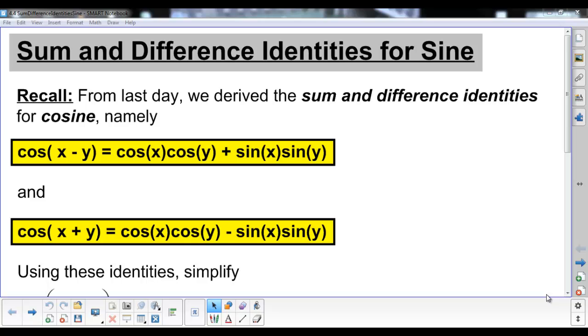Hey guys, welcome to lesson 4.4, the sum and difference identities for sine.